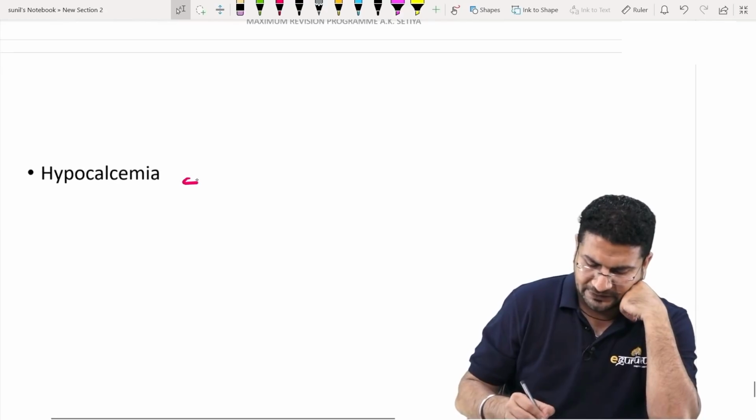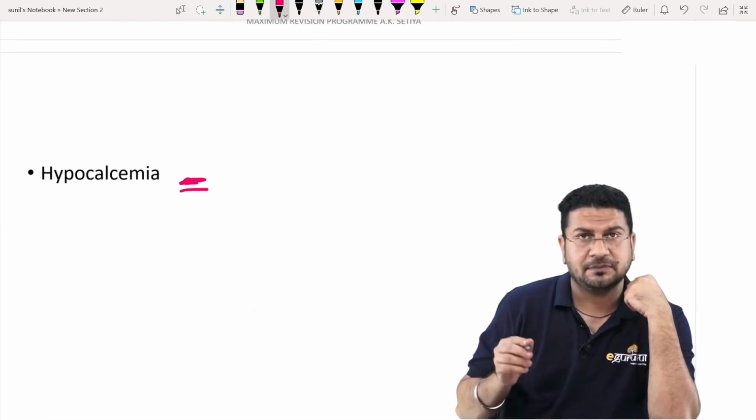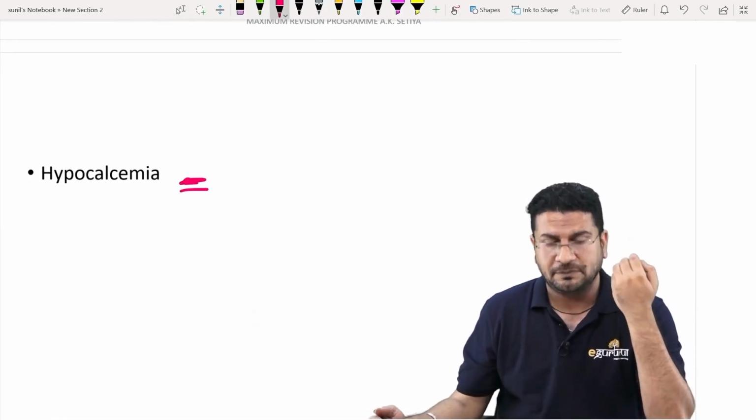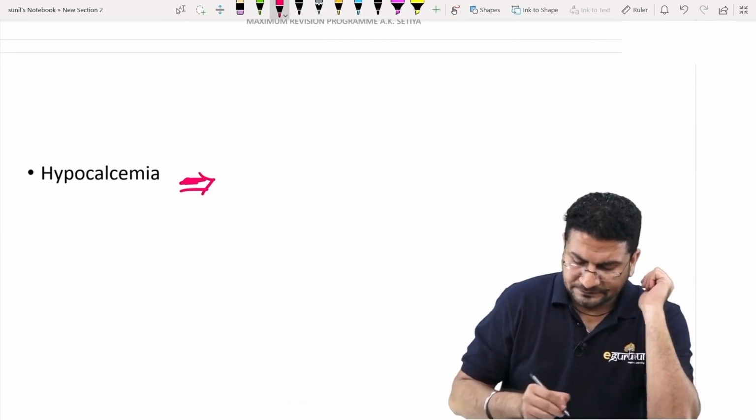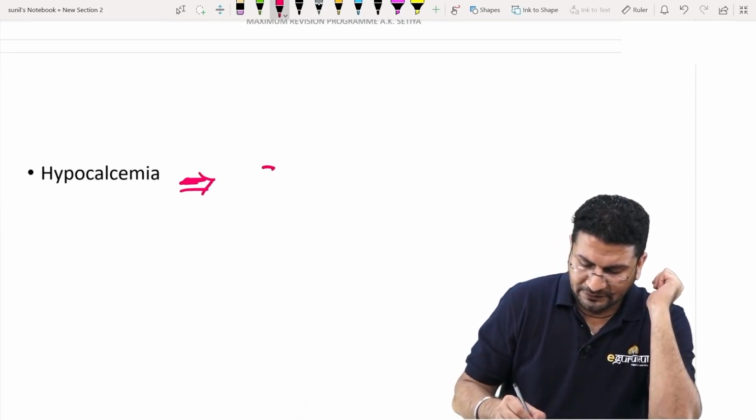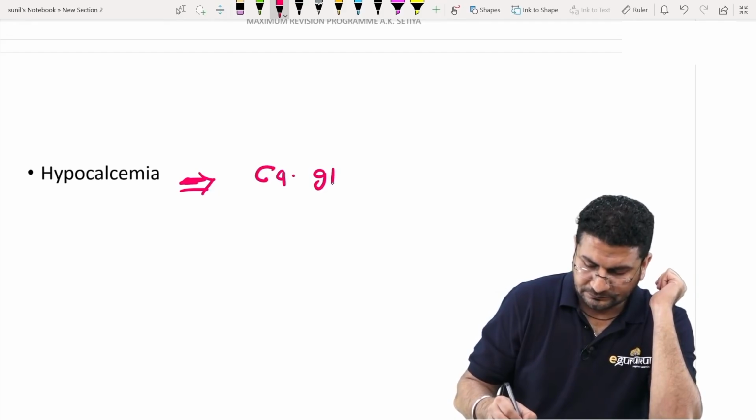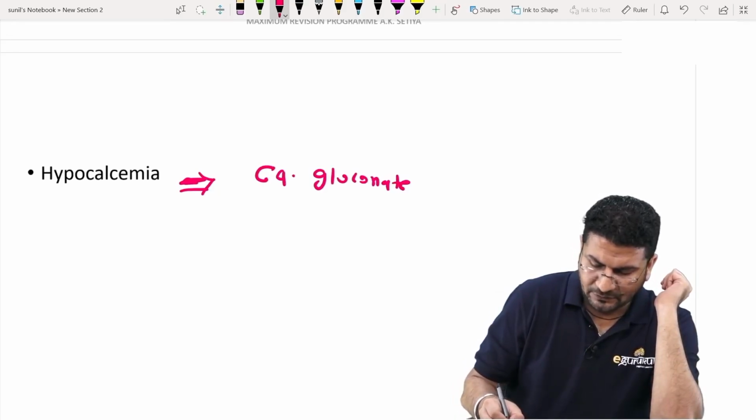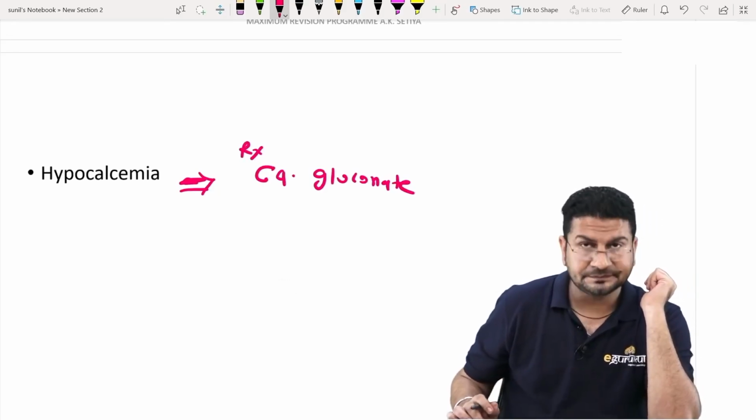If I say hypocalcemia, the patient can develop Trousseau sign, carpopedal spasm, Chvostek sign. So how do we manage? We manage this by giving calcium gluconate. The treatment will be calcium gluconate for hypocalcemia.